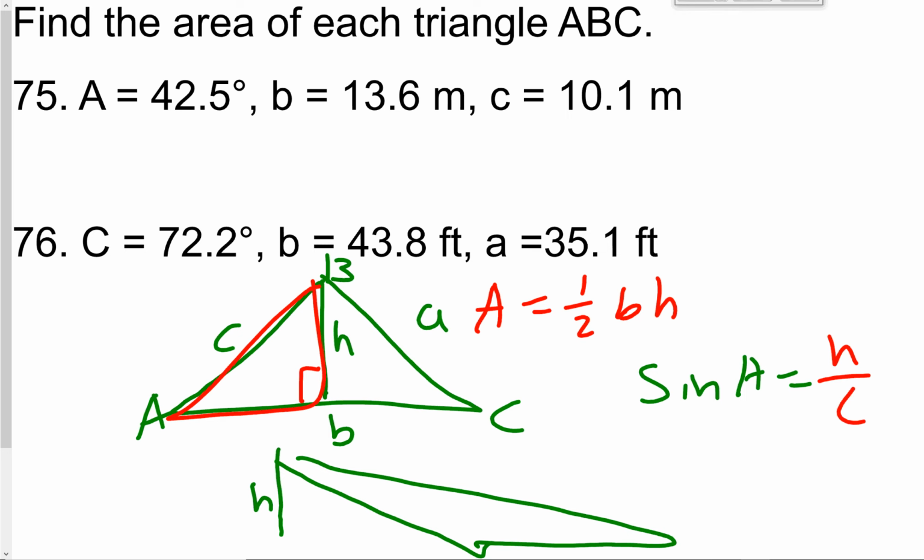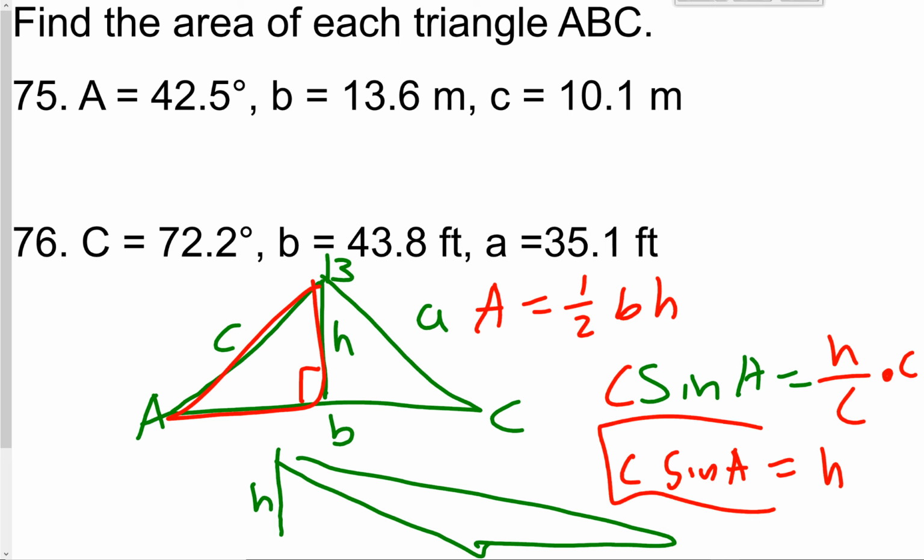So that would be my height, right? So sine of A would be my height, so that would be sine of A times c. Multiply both sides by c. There we have our h, c times sine of A. Okay, so that is my h.